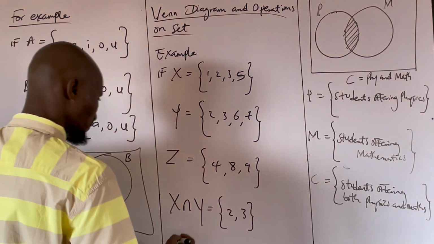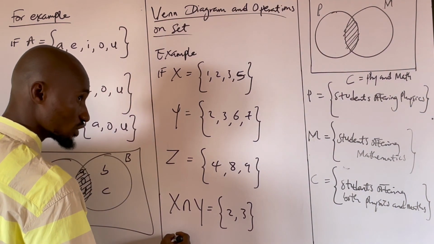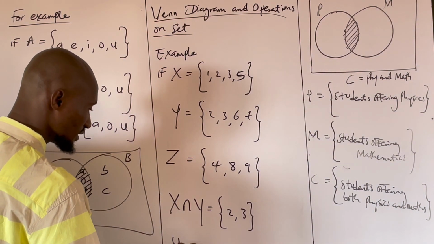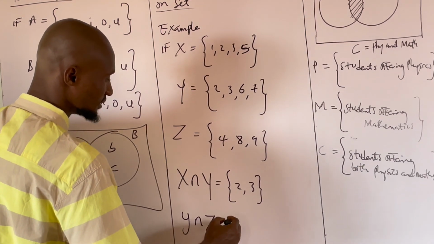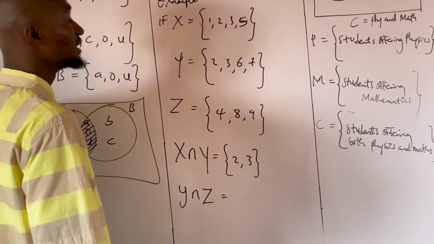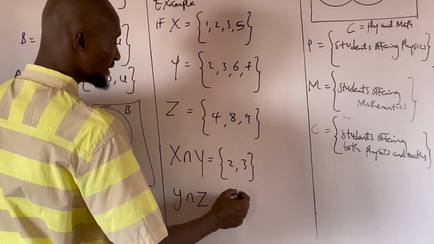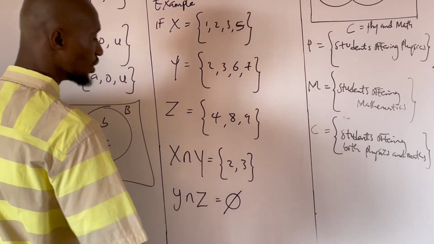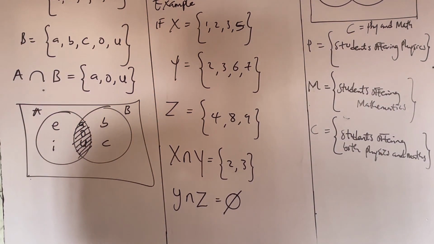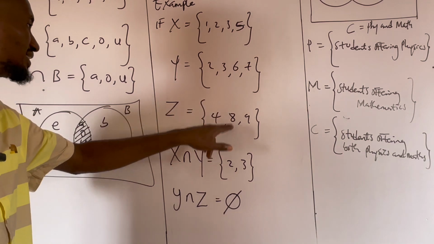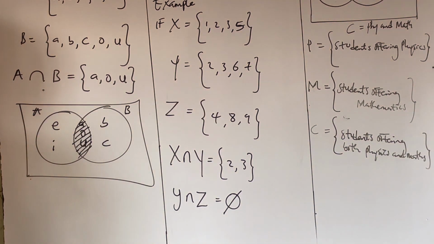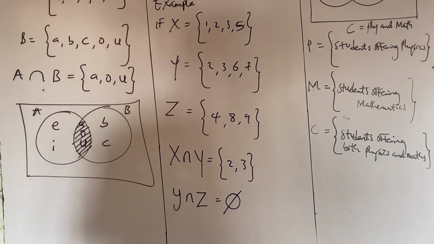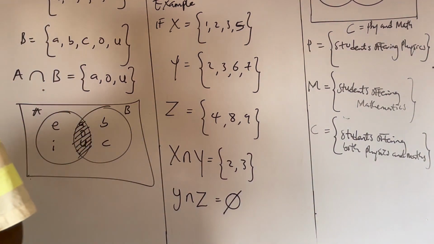Now, what of y intersect z? This is none. It's an empty set. Why? Because there's no intersection here. Did you understand now? Did you understand that on intersect?